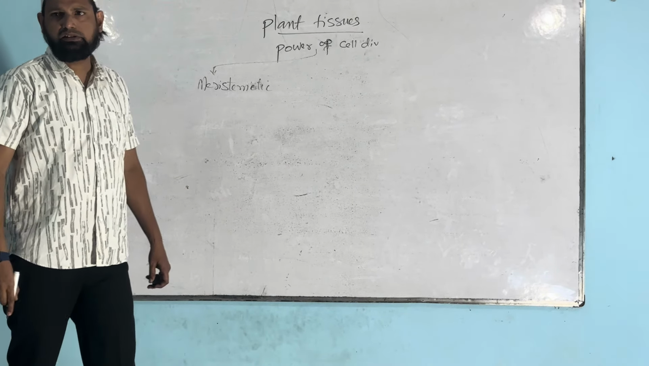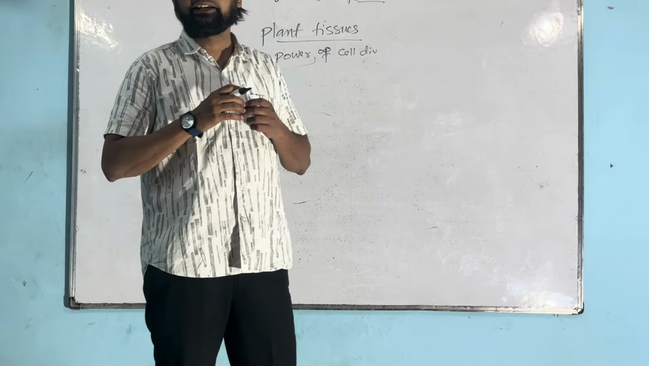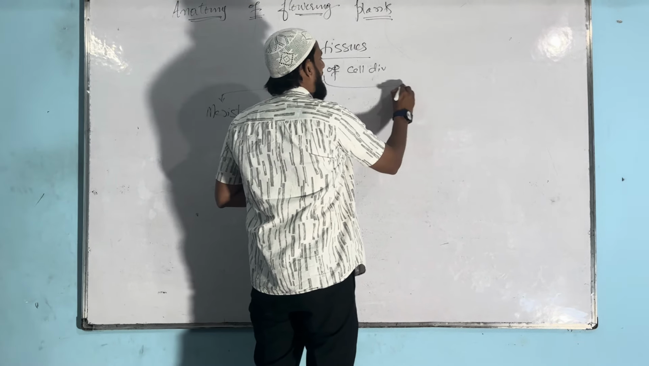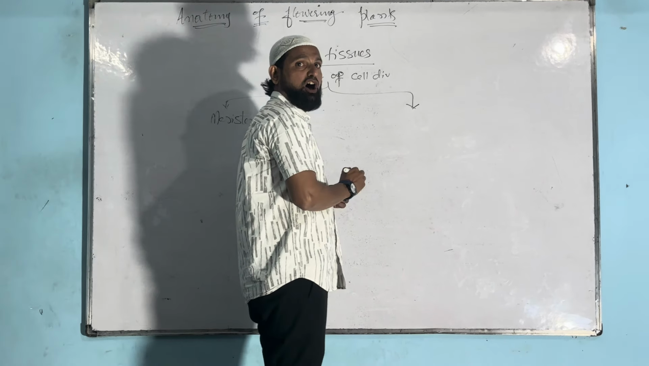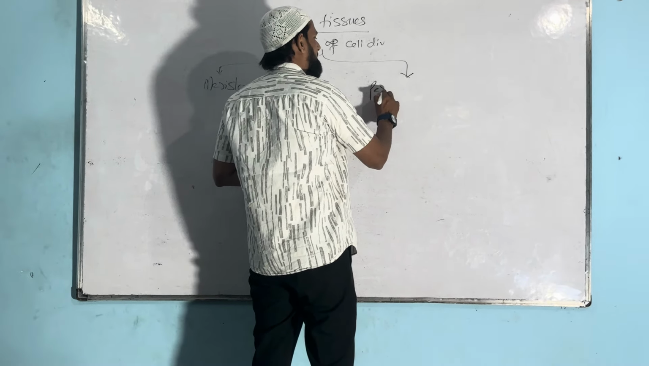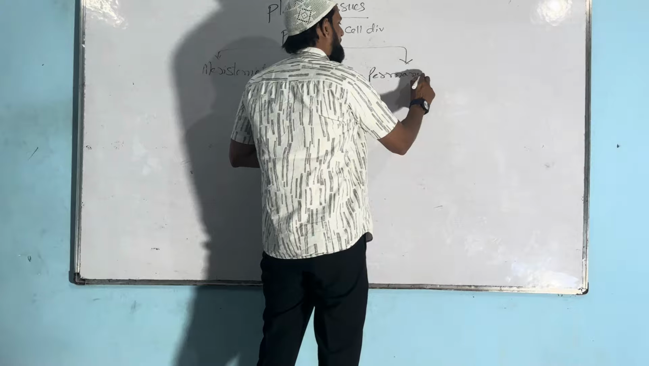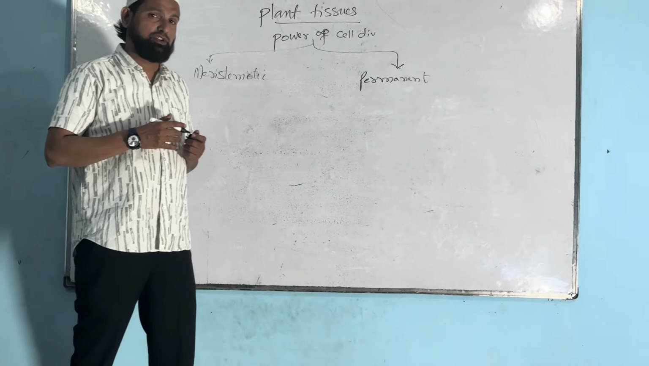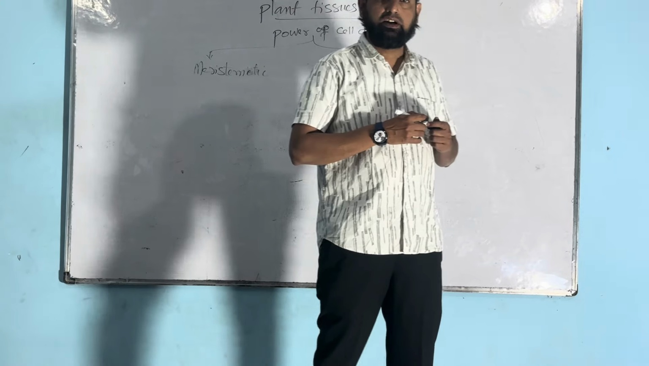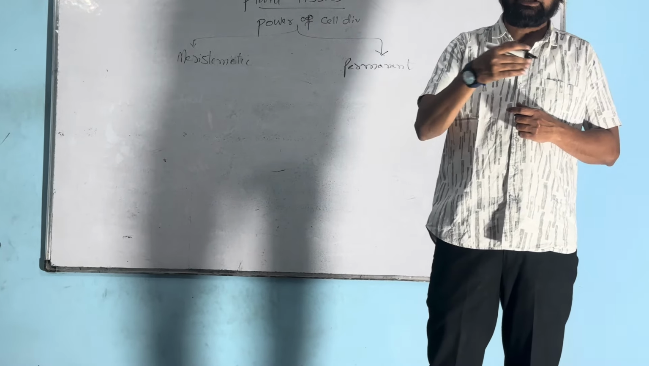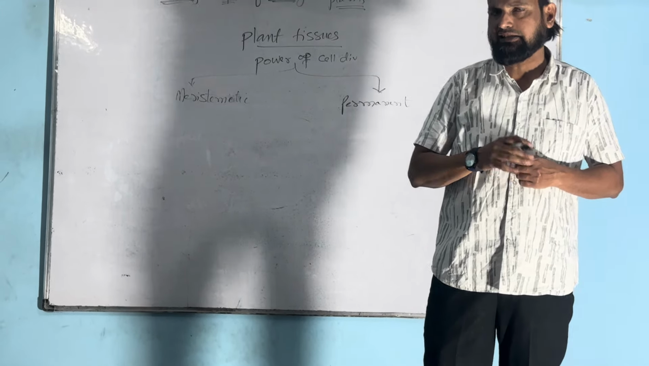The plant tissues which have the ability to divide are called meristematic, and the plant tissues which lost the capacity to divide are called what? Permanent. So here meristematic and permanent are given based on which specific character? Power of cell division. Have the ability to divide, meristematic. Lost the capacity to divide, that one is called permanent.